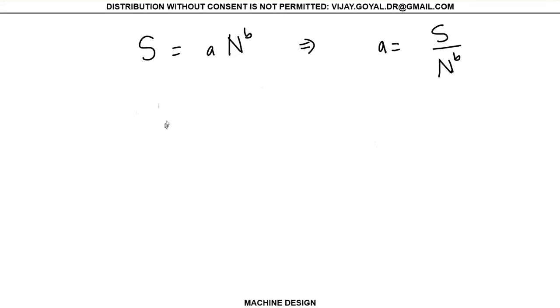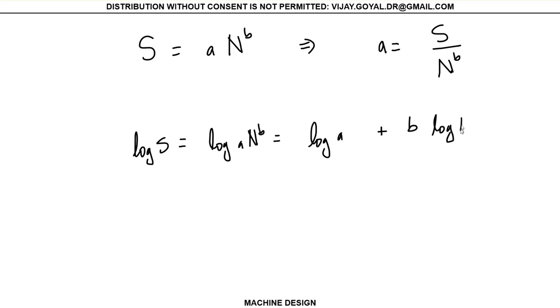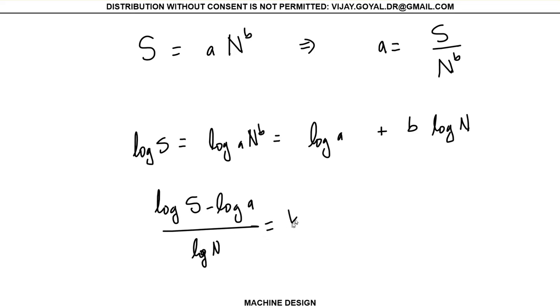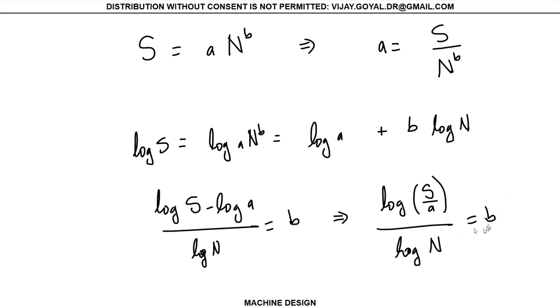Now, I could also do this. If I want to find B, I could take the log on one side and the log on the right-hand side, and this will equal log A plus B times log N. Then I can subtract: log S minus log A, divided by log N, is equal to B. Or simply, B equals log of S divided by A, divided by log N. So if you knew your A, you can find your B like this.